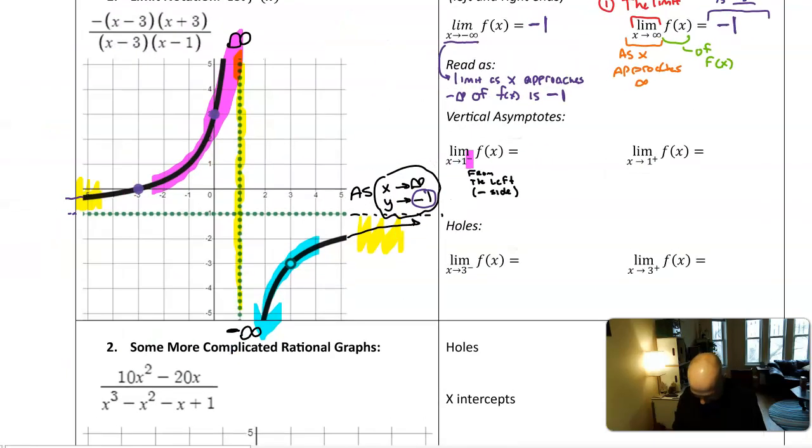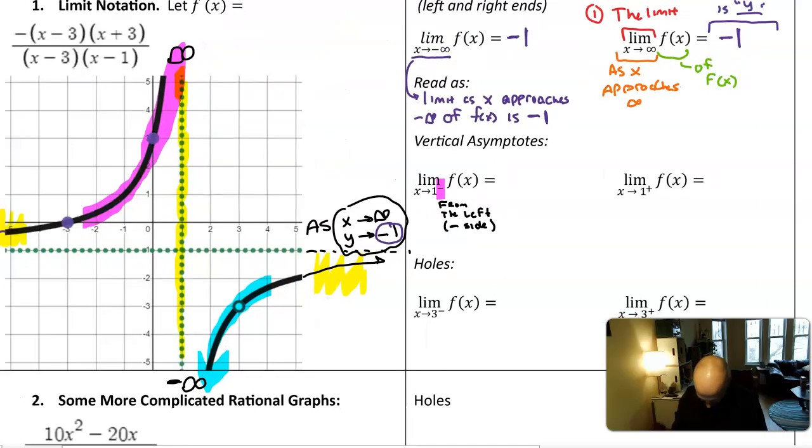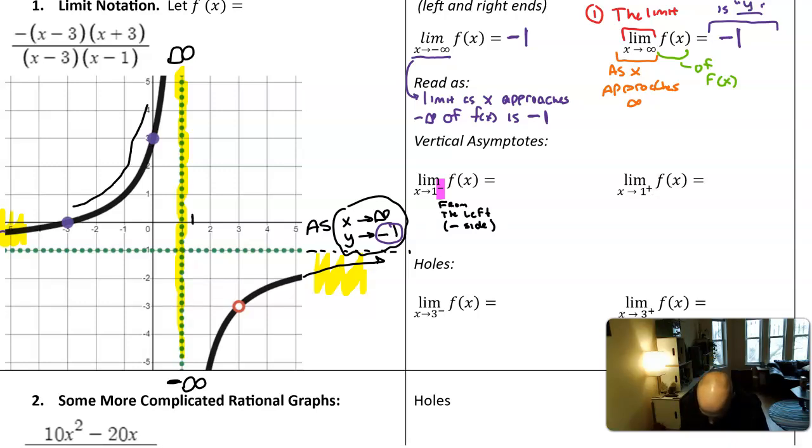So let's look at this graph, and we're approaching 1, which is here, from the left. And as we approach 1 from the left, we see the graph is going up to infinity, so we say the limit as x approaches 1 from the left is infinity.